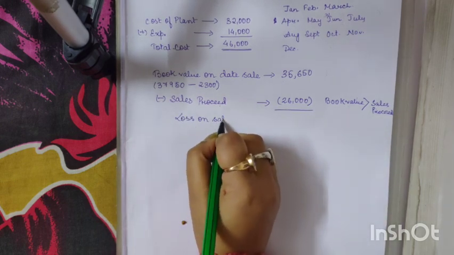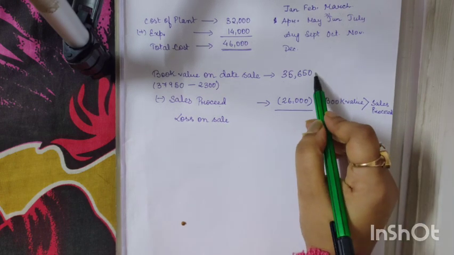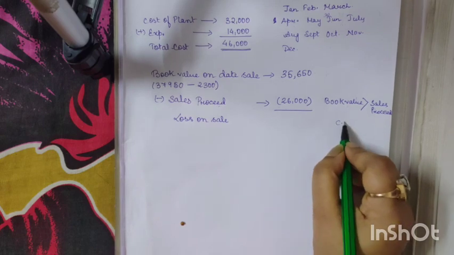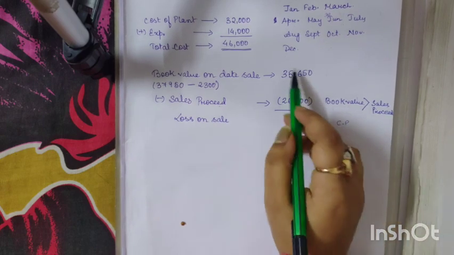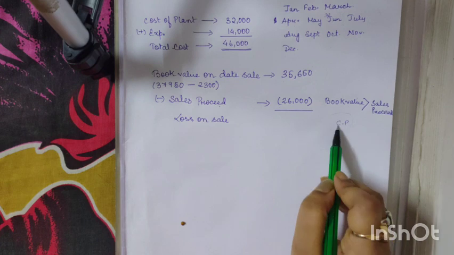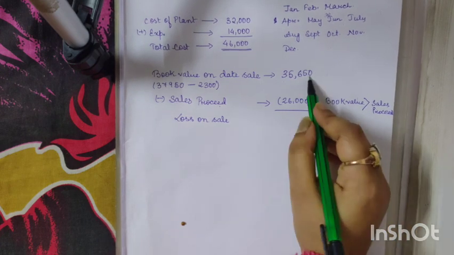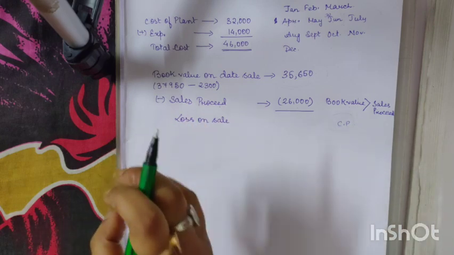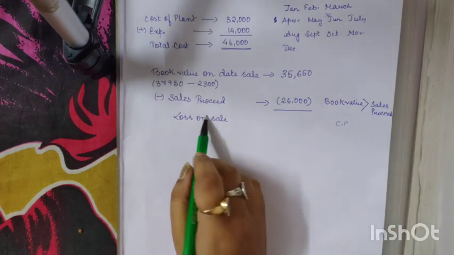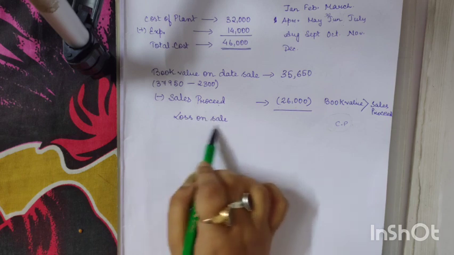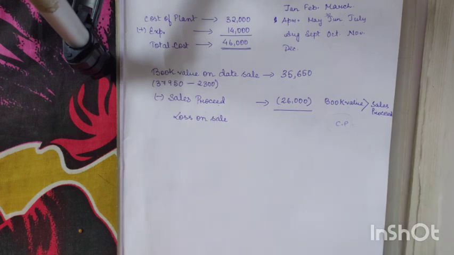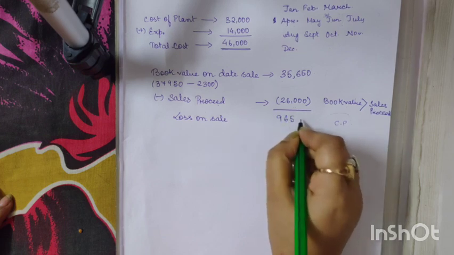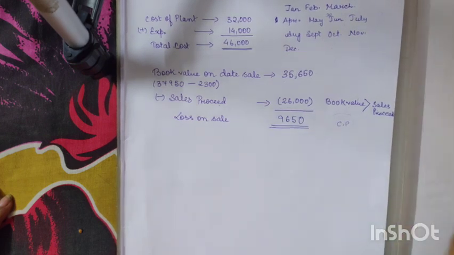Loss on sale. Why? Because suppose we consider it as the cost price, means CP of a particular thing, just compare book value with the cost price of a thing. If the cost price is more than the selling price, then obviously according to the rule of profit and loss, there is loss. So here in this case also there is a loss. So here the loss is 9,650. So now we will record it here.